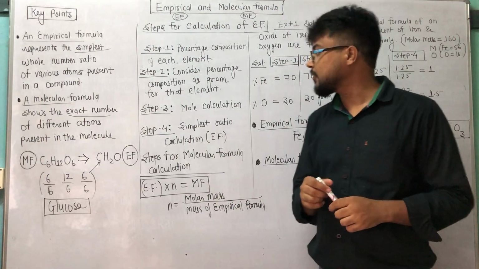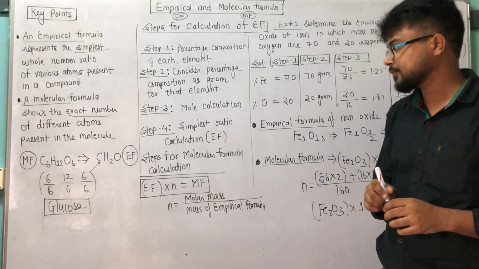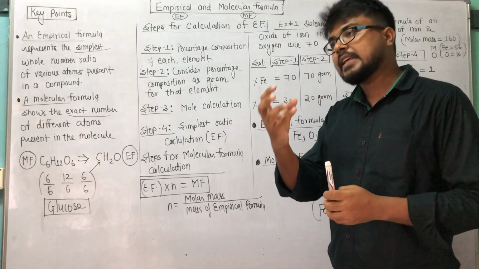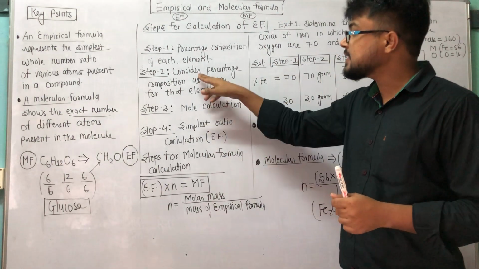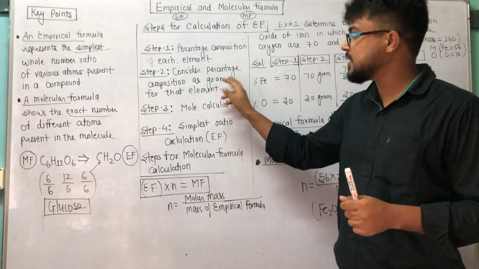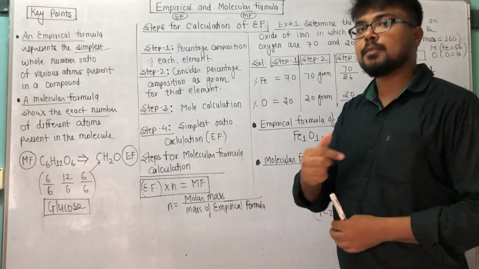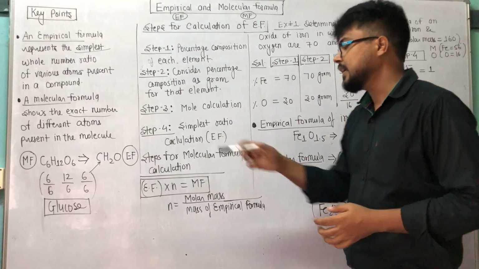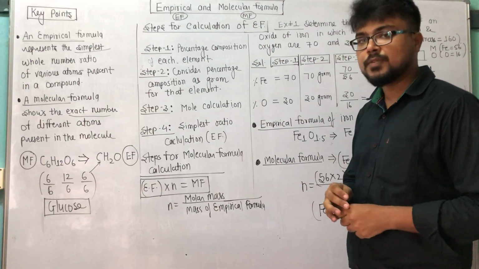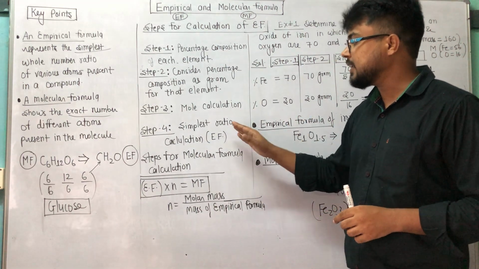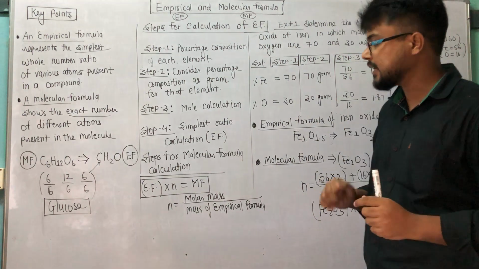Step 3, mole calculation. How can we calculate moles? By dividing the given mass, that is, considering percentage composition as grams, by the atomic mass of that particular element. And step 4 is the simplest ratio, and it is nothing but the empirical formula, correct?